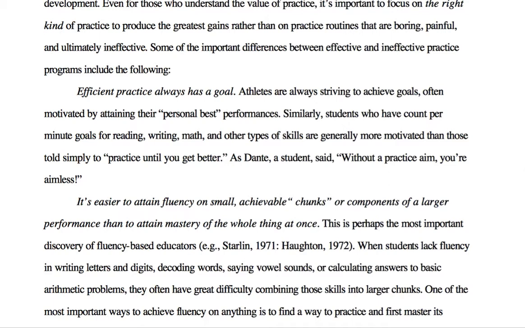Efficient practice always has a goal. Athletes are always striving to achieve goals, often motivated by attaining their personal best performances. Similarly, students who have count per minute goals for reading, writing, math, and other types of skills are generally more motivated than those told simply to practice until you get better. As Dante, a student, said, without a practice aim, you're aimless.